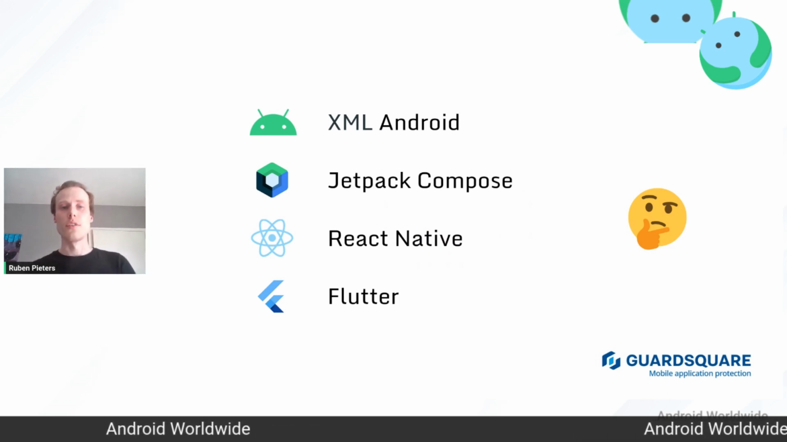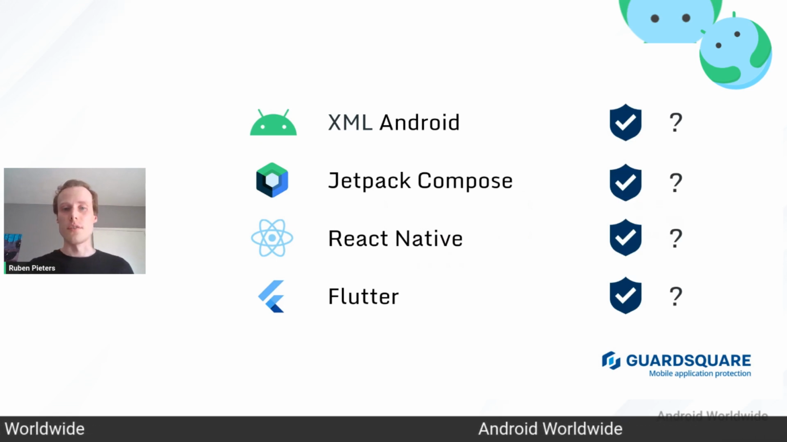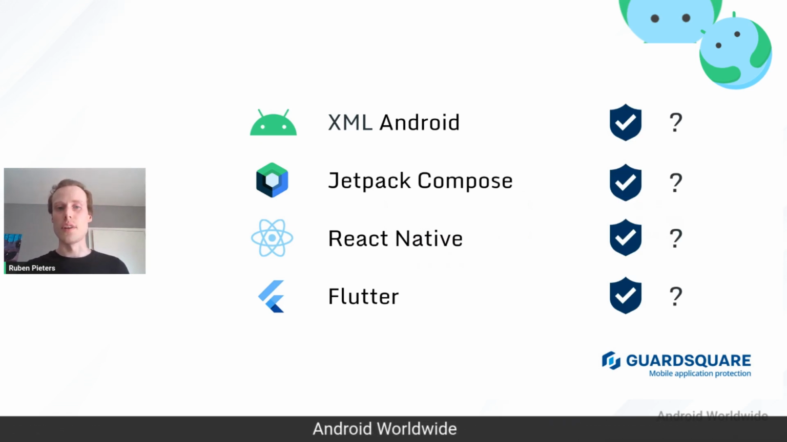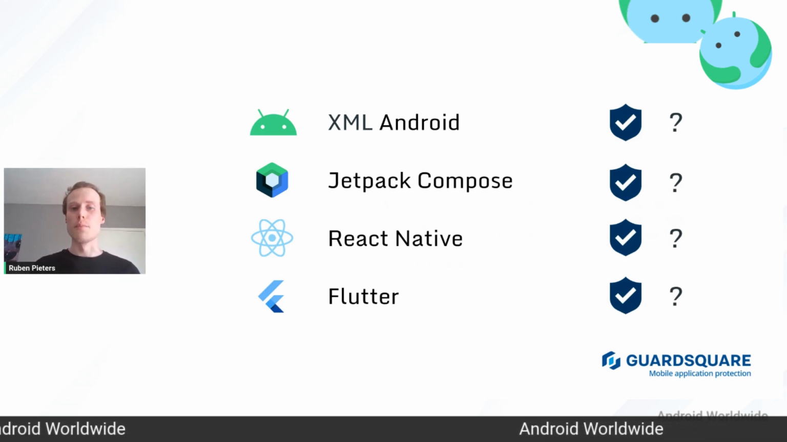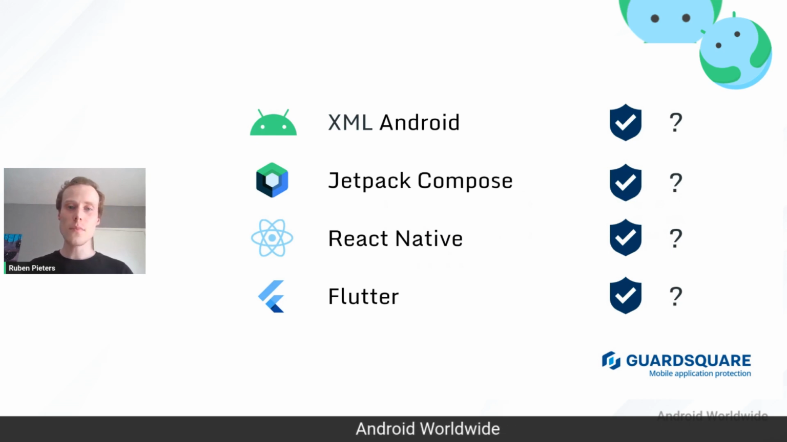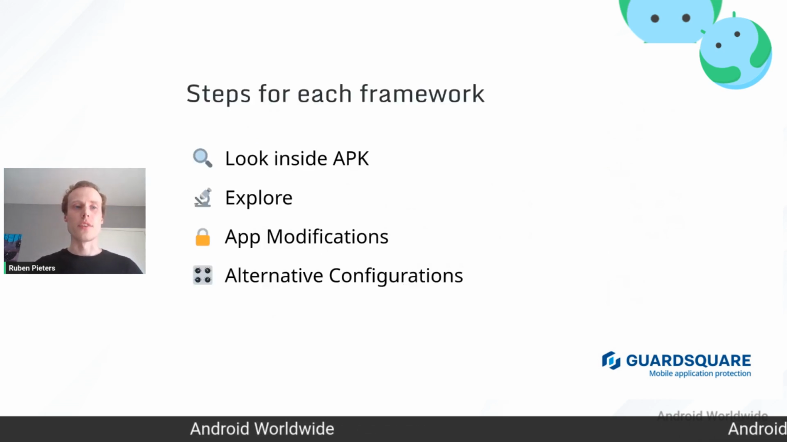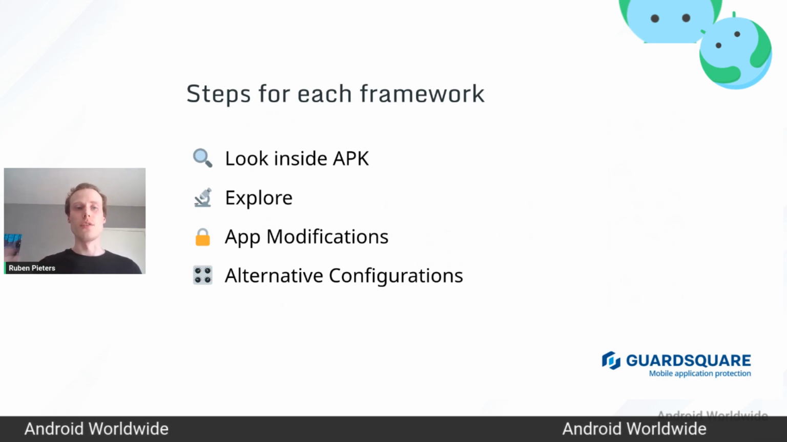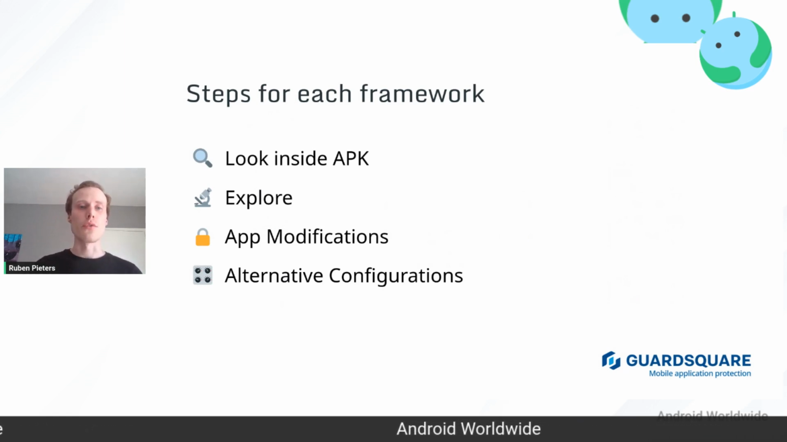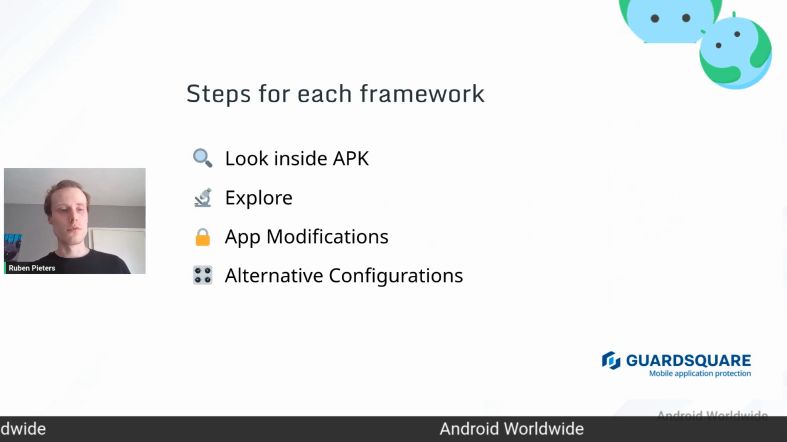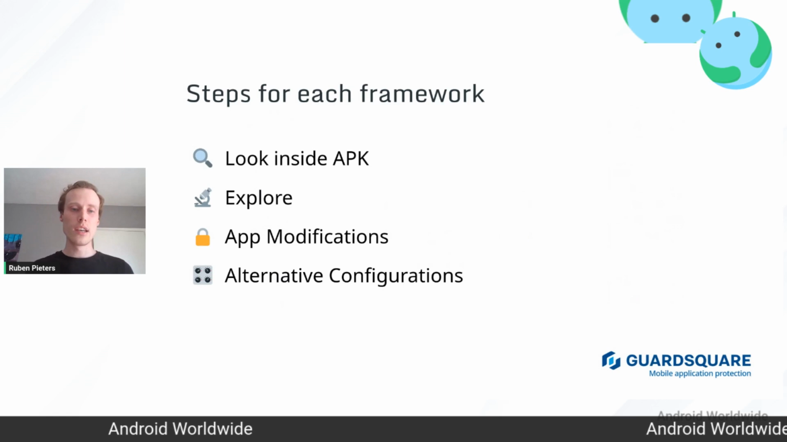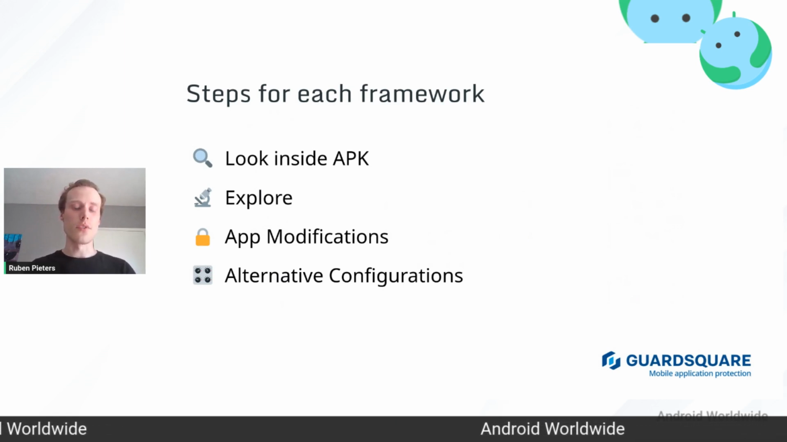So we're going to have a look at this simple sample app, developed in different Android frameworks, and have a look at how we can reverse engineer them and what the impact of the framework actually is. So the general approach that we're going to take for each framework is we're going to look inside the APK, the actual format that runs on your phone. We're going to explore it a little bit to see what's going on in there. And then we're going to try some modifications, and also try some alternative configurations to see how much that actually impacts the modifications of the app.